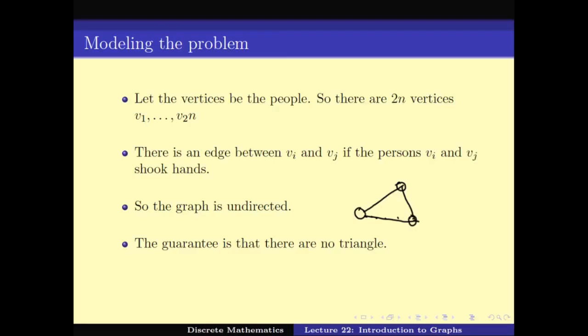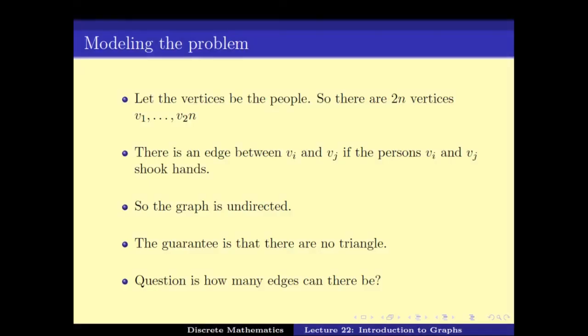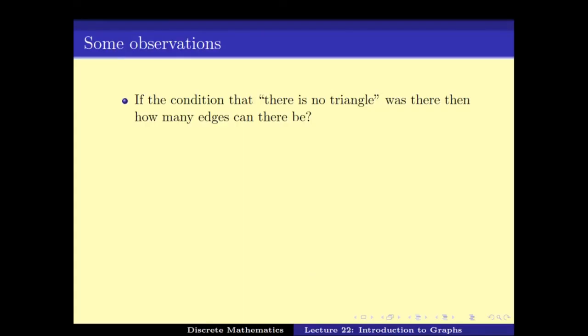And now we are asking how many handshakes can there be? In other words, how many edges can there be? So the problem reduces to a nice problem in graph theory, which says: a graph on 2n vertices without a triangle, how many edges can there be? So we have converted this problem into a nice problem in graph theory. Quick observation: if there was no condition on triangles, then how many edges can there be? It would be all the possible edges in a graph, which is of course n choose 2. We saw this some time ago.